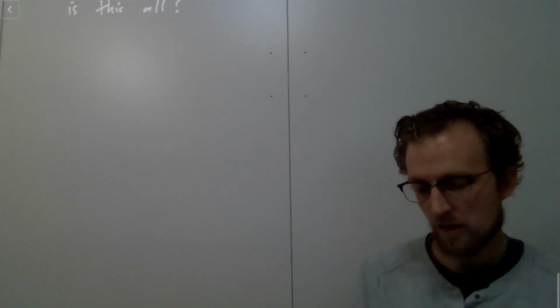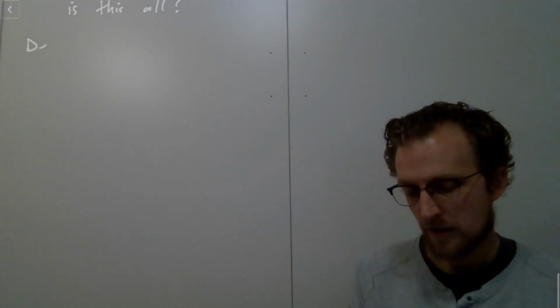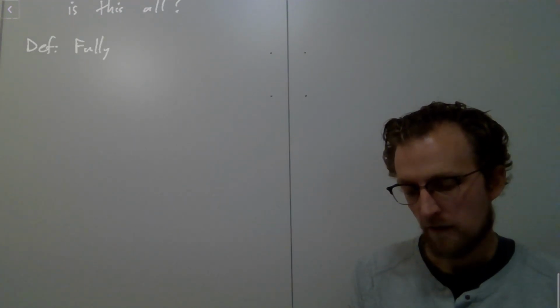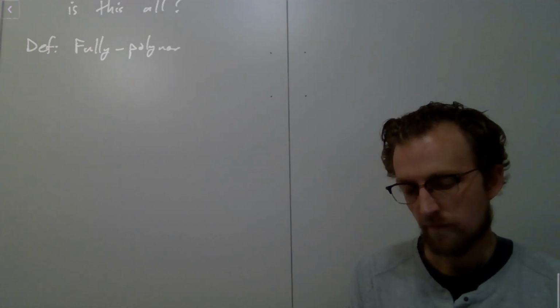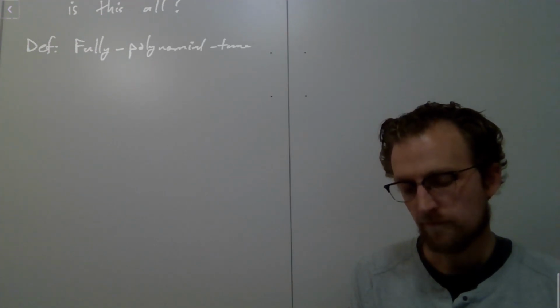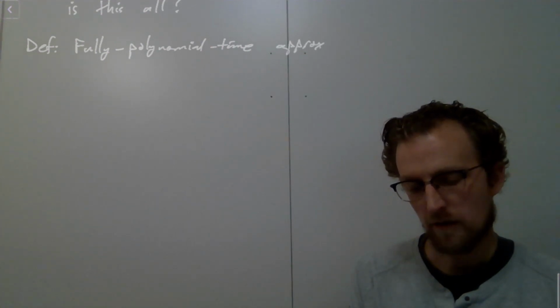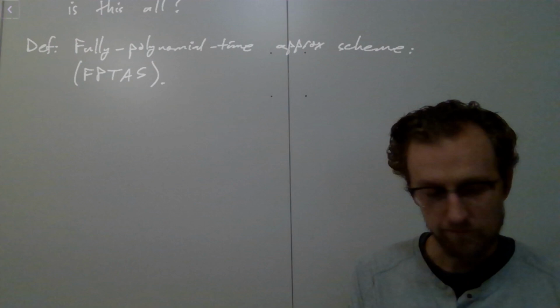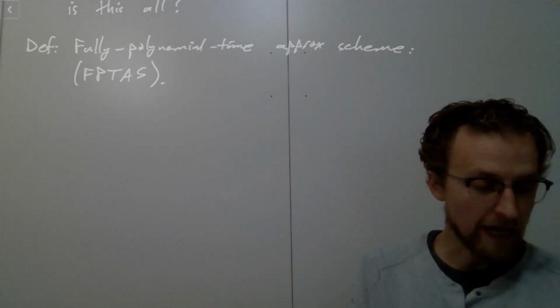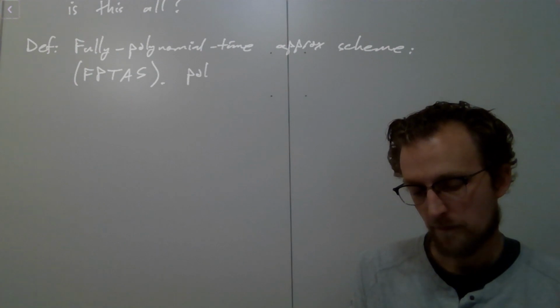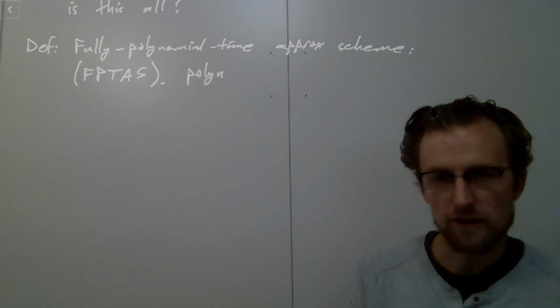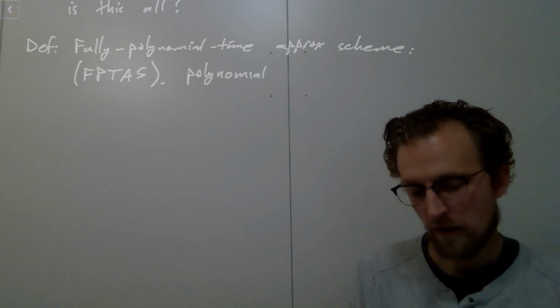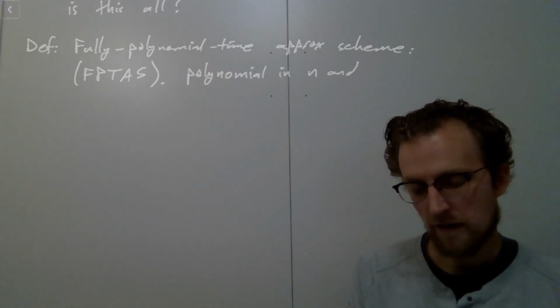So here's our definition of a fully polynomial time approximation scheme, or FPTAS. It is polynomial in n and 1 over epsilon. I'm not going to write the full detailed definition, but this will give you the idea. So polynomial in n and in 1 over epsilon.